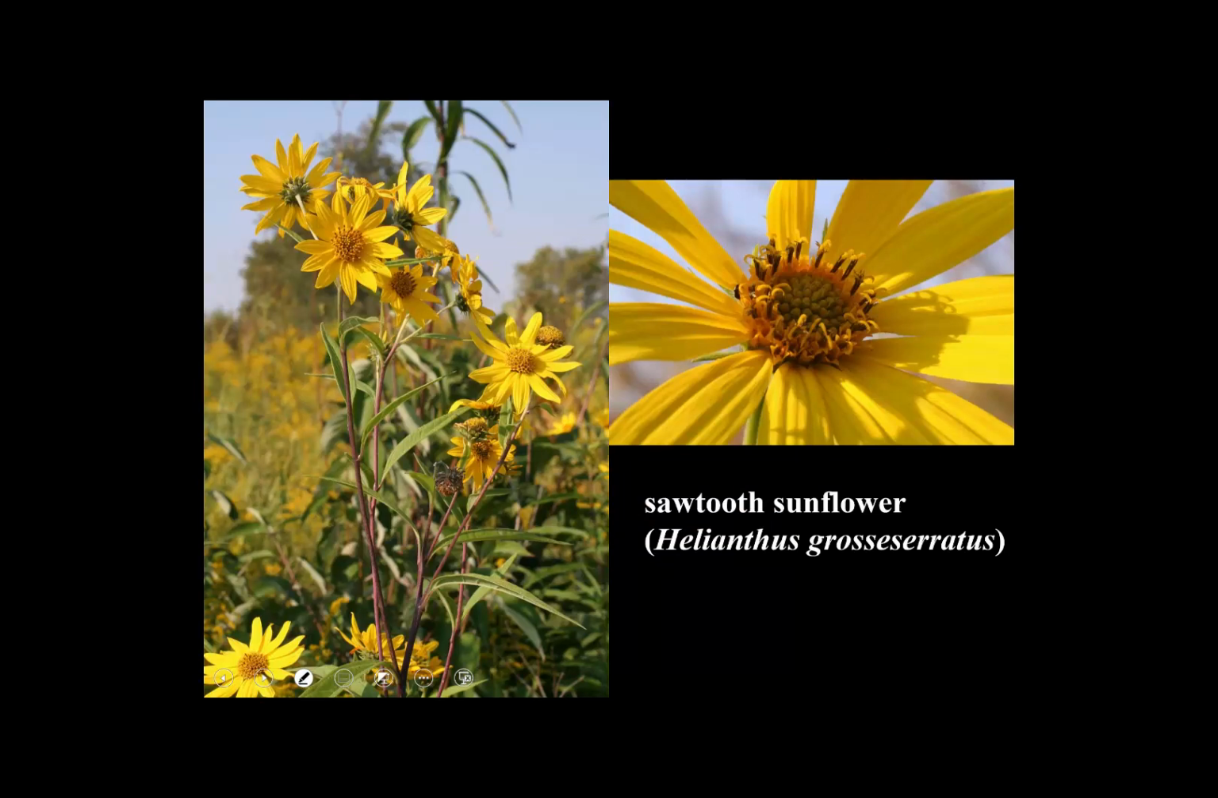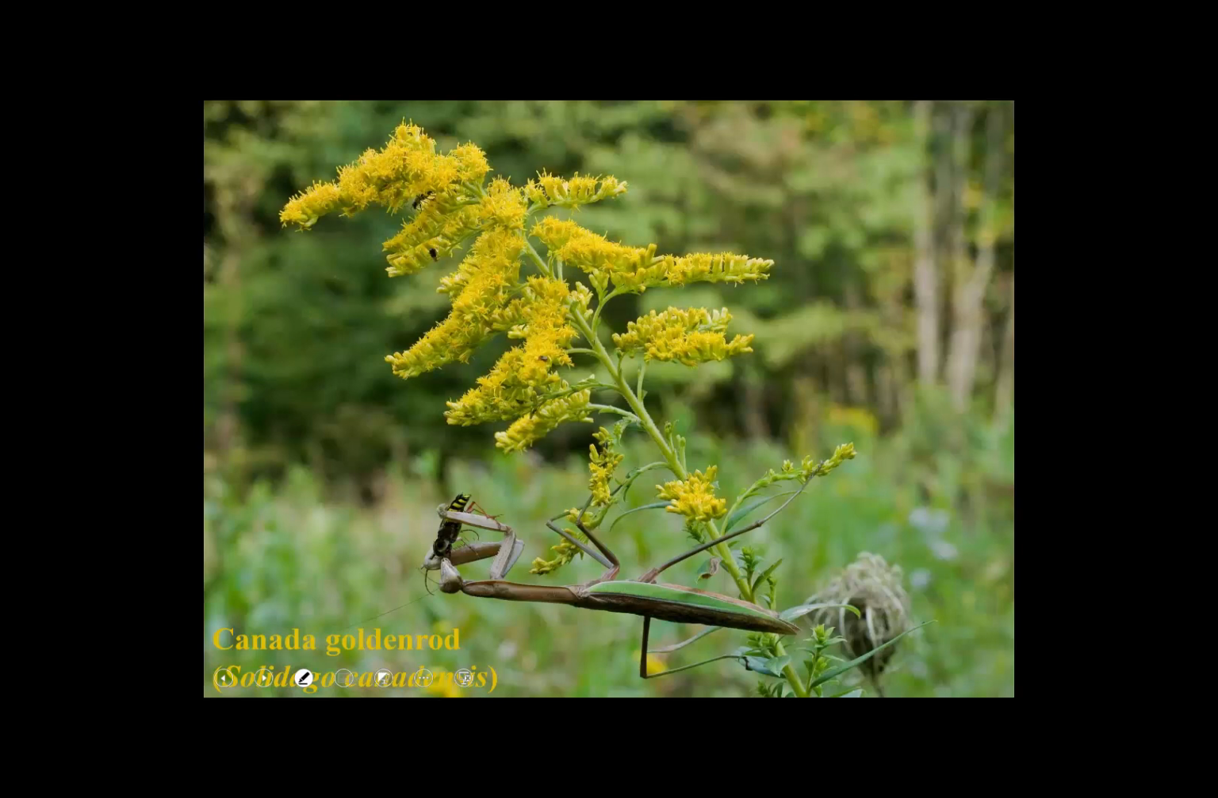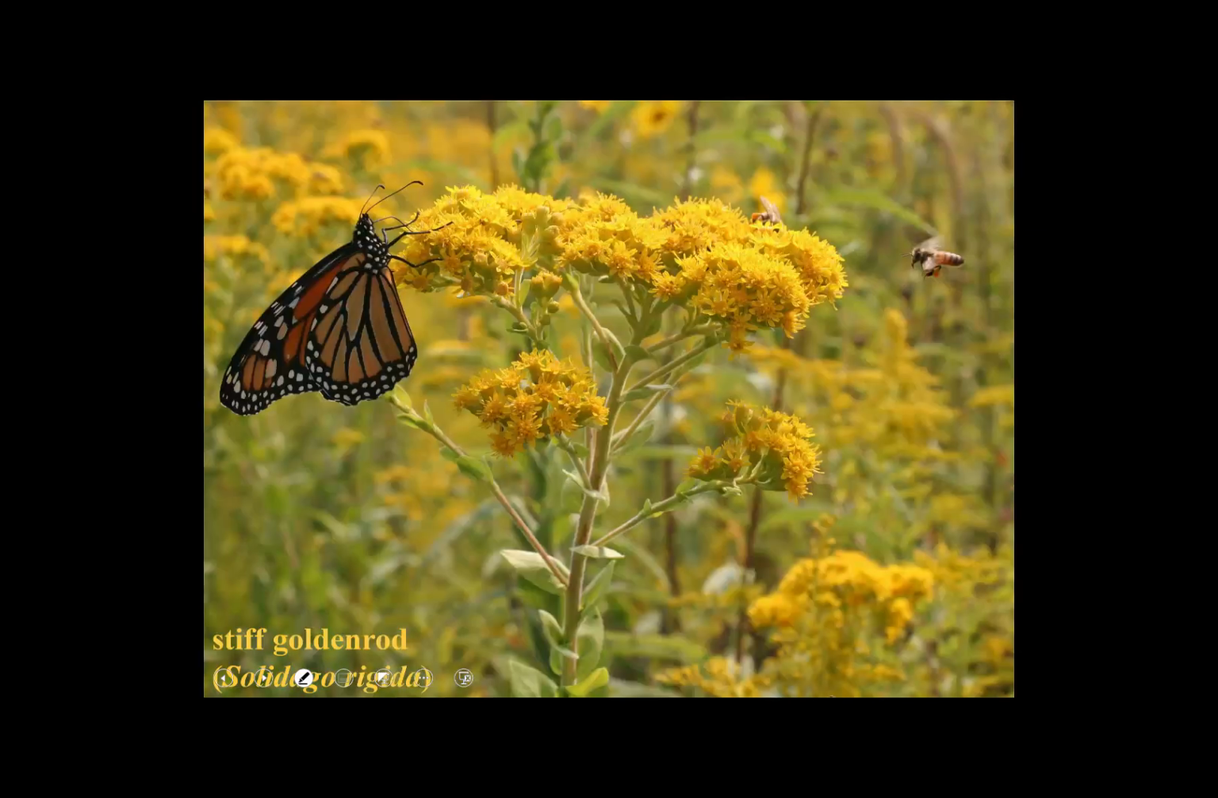Here's a sunflower, the genus Helianthus, which means sunflower. This is Sawtooth Sunflower, a lovely native wildflower. This is a goldenrod. There's a number of species of goldenrod. Some are very common and some are not common. This one is common. It's Canada goldenrod, Solidago canadensis. Here's an unusual prairie goldenrod. It's called stiff goldenrod, Solidago rigida.